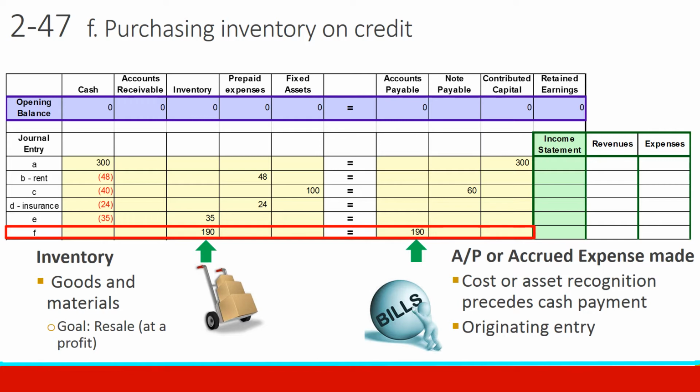So in Activity F, the company is going ahead and acquiring more inventory. This time, rather than paying cash, it's doing it on credit. This is also called on account or on open account. So the firm is taking on inventory today and an IOU, a promise to pay later. That's generally called an account payable.